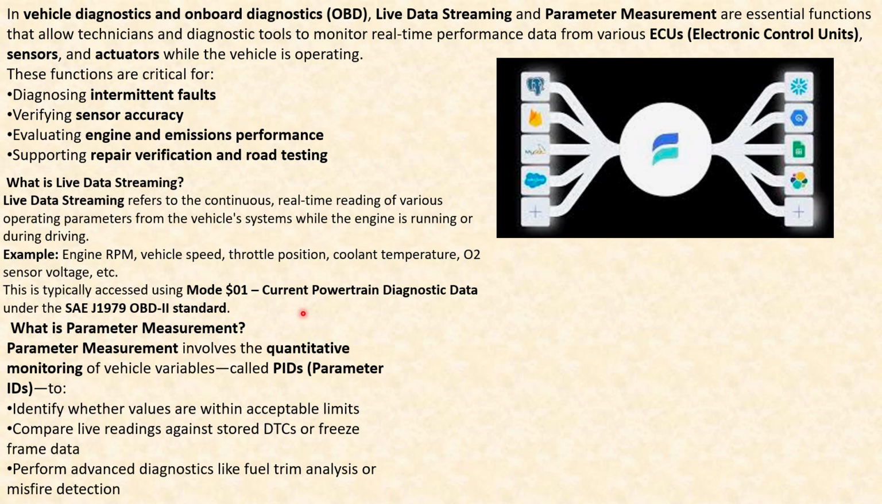This is typically accessed during mode $01, current powertrain diagnostic data, under the SAE J1979 OBD2 standard. All right. So what is this parameter measurement? What does this involve? Parameter measurement involves the quantitative monitoring of the vehicle variables called PIDs, parameter IDs.